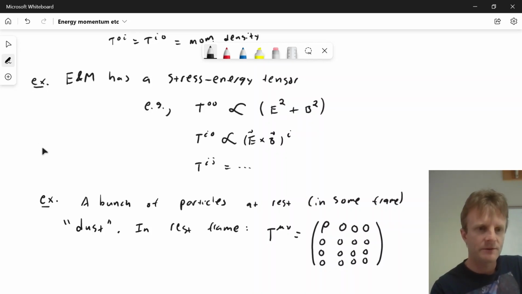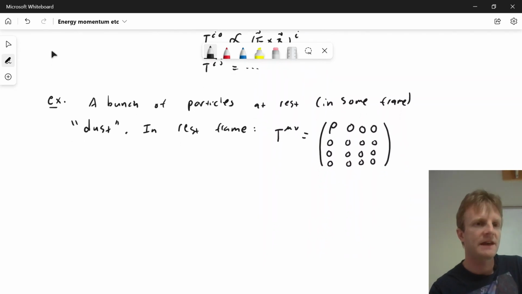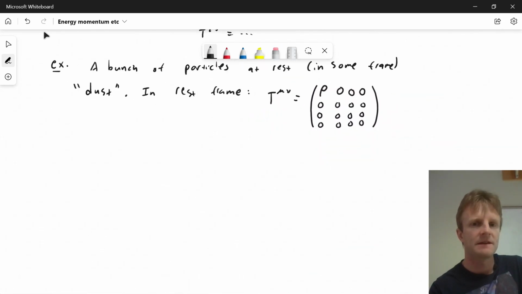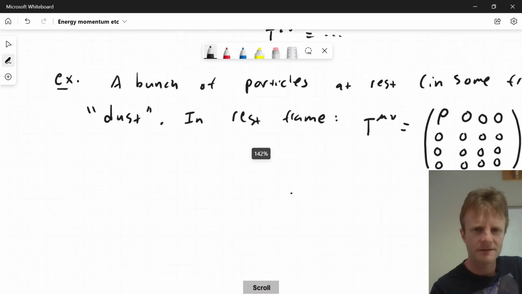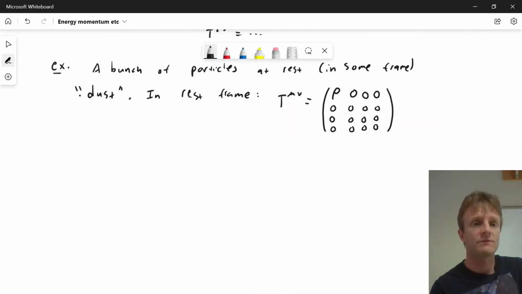And now what we're going to do is play a game that we're going to play a lot in this class, which is we're going to take an equation that really only held in one frame. And we're going to find a covariant notation, meaning one that will hold in any Lorentz frame.